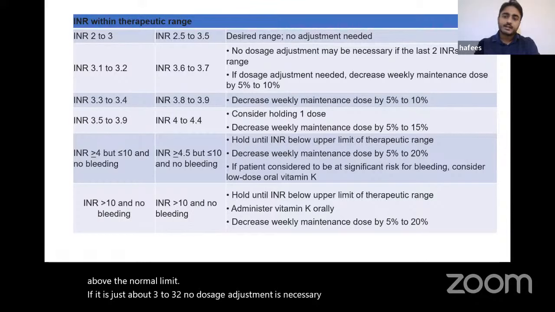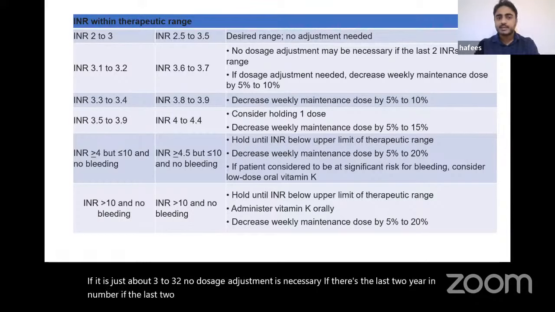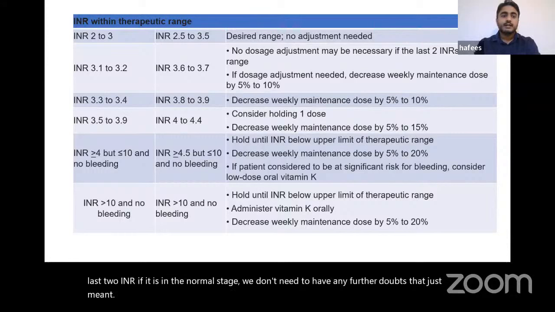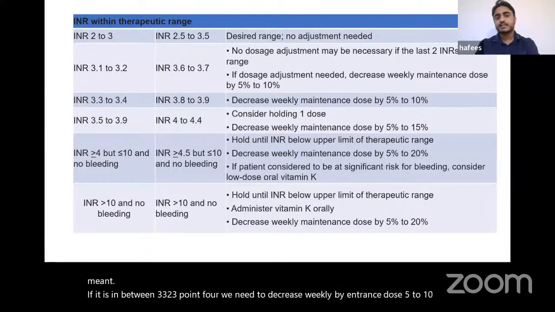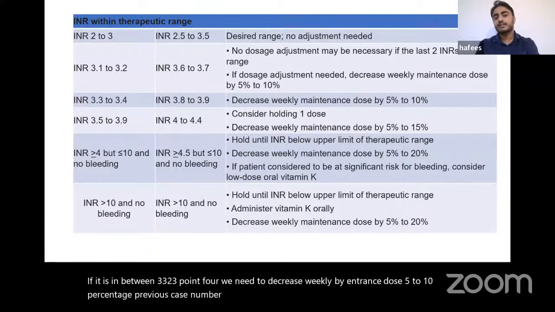If the last 2 INR are in the normal range, we don't need any further dose adjustment. If it is in between 3.3 to 3.4, we need to decrease the weekly maintenance dose 5 to 10%. Previous case, we increase; now the percentage decreases.